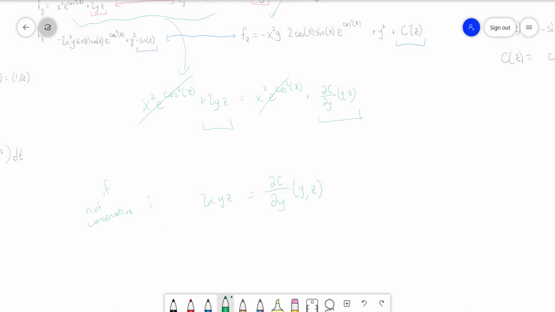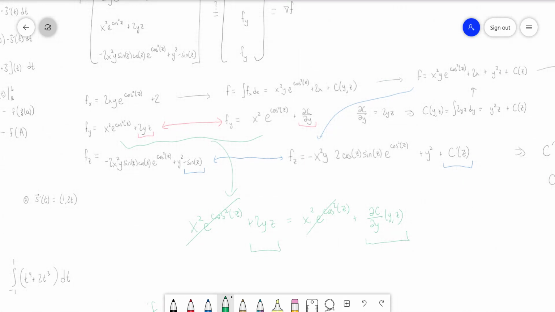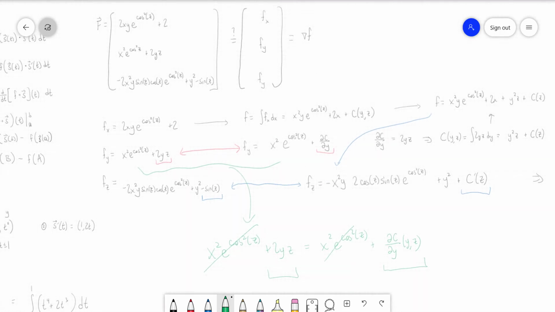So then something like this is not possible, right? You can't have a function of y and z depending on x. So something like this would be an indication that your vector field is not conservative. And then you would either need to check your work more thoroughly to make sure you didn't make a mistake, or perhaps your vector field actually wasn't conservative in that problem, okay?